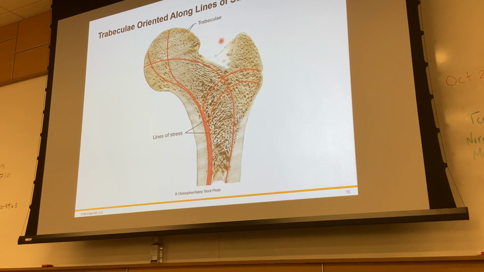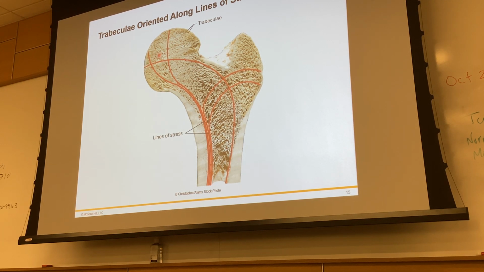So if you look at this picture right here, this is a picture of the proximal epiphysis of the femur. I'm not worried about the lines of stress, but what I am worried about is what are these spaces right here, or what are these little lines right here? Those little lines are called trabeculae. So this is all areas where there's spongy bone.